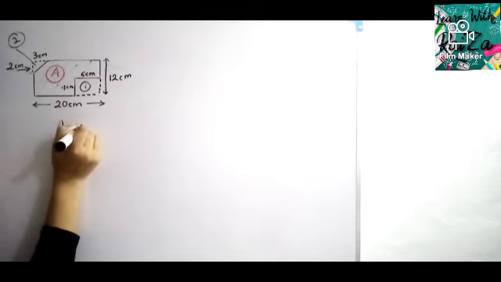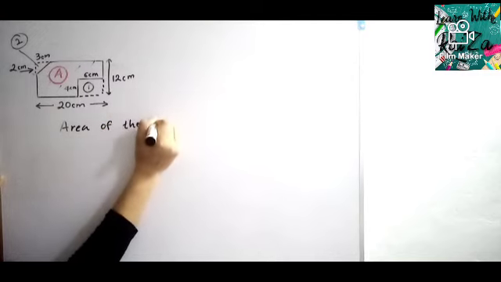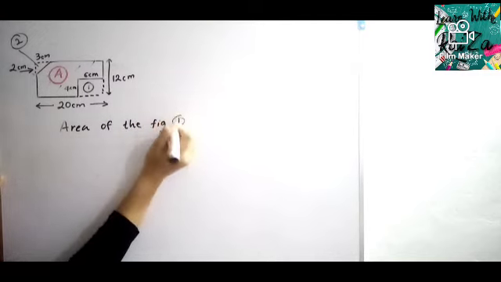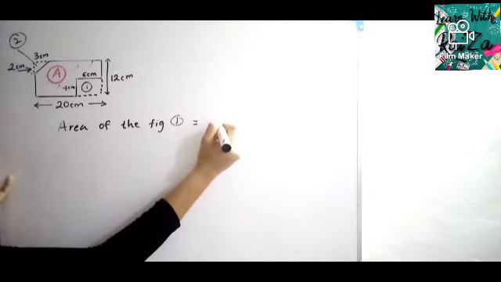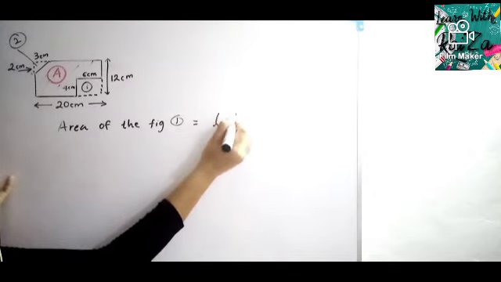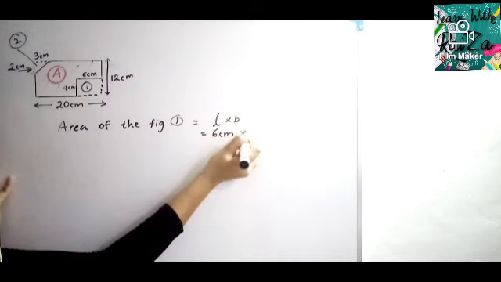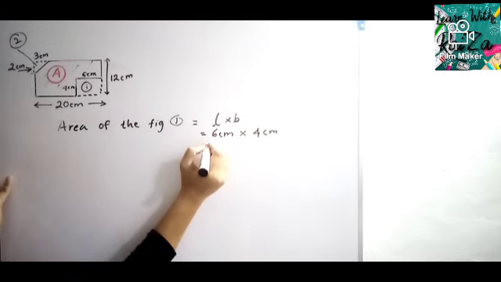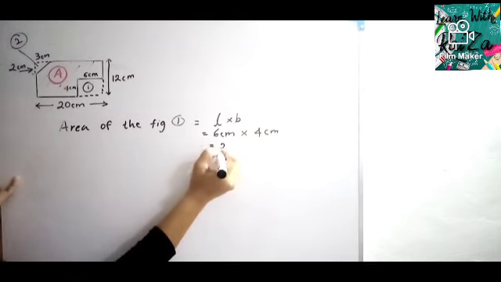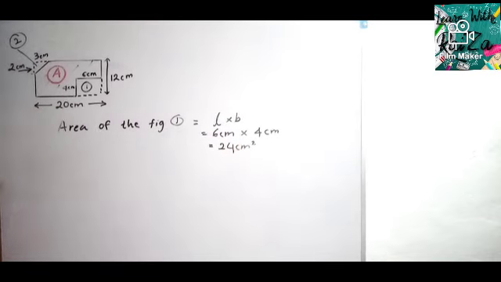So I'm writing a statement first of all. Area of the figure 1. It's a rectangle, so area of rectangle is length into breadth. Remember, length into breadth. So length is 6 centimeter, breadth is 4 centimeter. What is the area then? 6 times 4 is 24 square centimeter. Remember square centimeter, right?